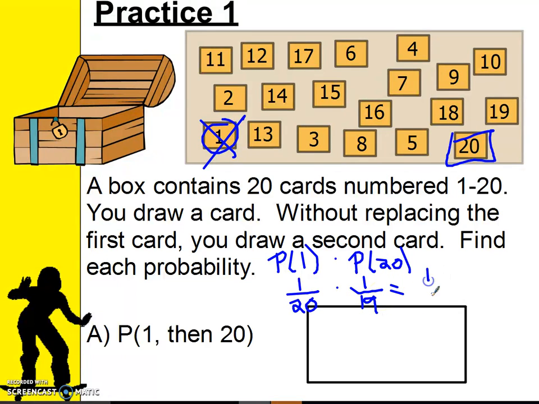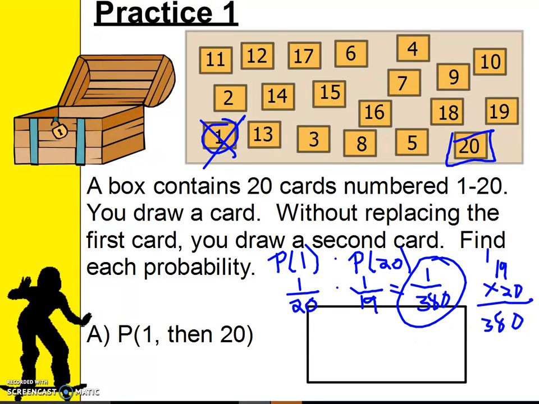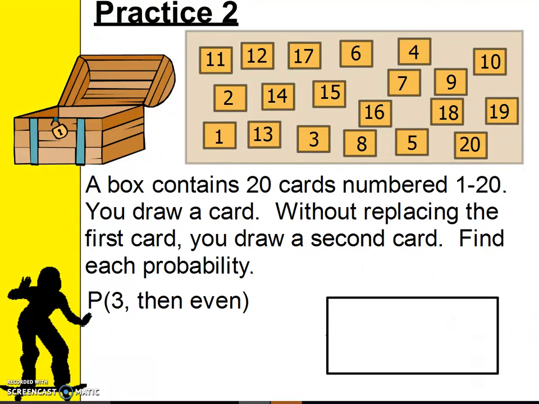So top times top, we got 1. Then we're going to do 19 times 20. Bring down the 0. 2 times 9 is 18. 2 times 1 is 2, plus 1 is 3. So 1 over 380. All right, let's take a look at the back side.